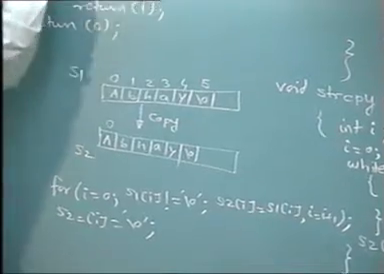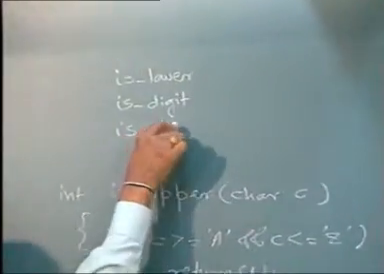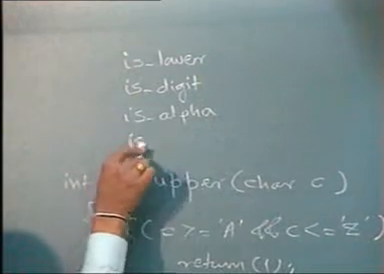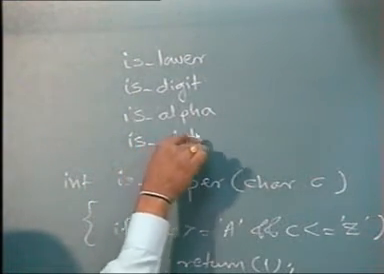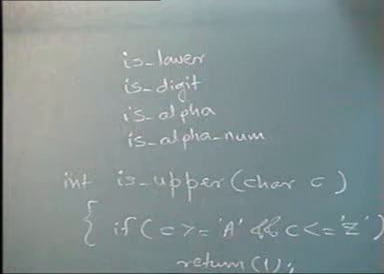is digit, is alphabet, is alphanumeric. Taken a single character, it should answer yes or no.